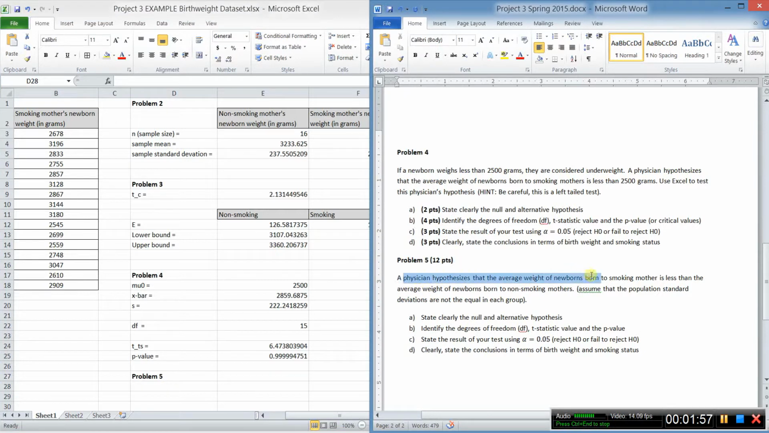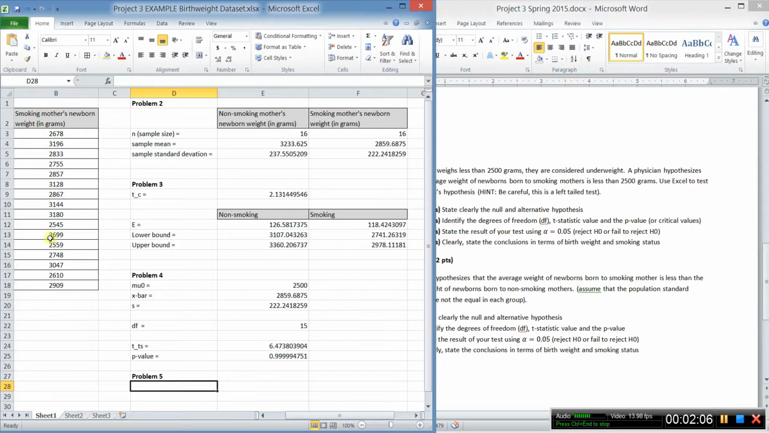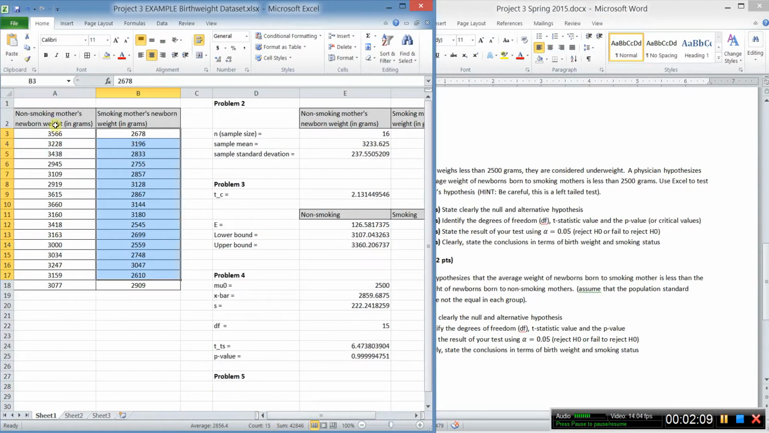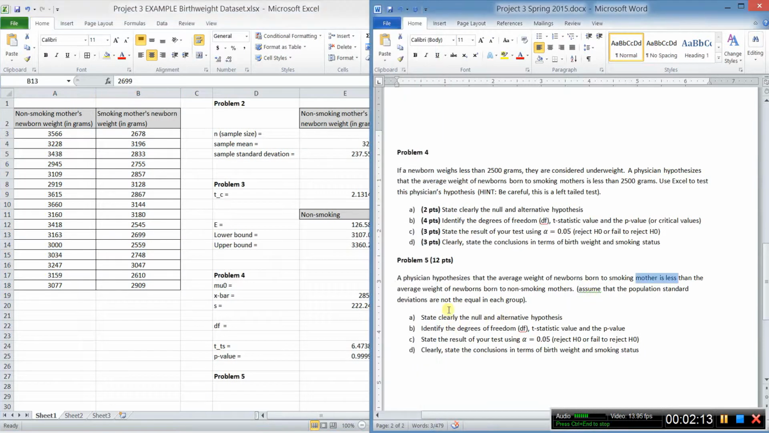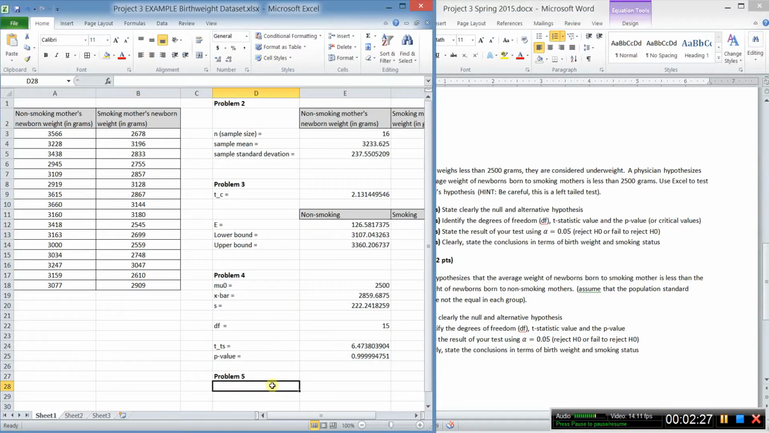Okay, so they're hypothesizing that the weight of newborns born to smoking mothers is less. So the average for the smoking is less than the average for the non-smoking mothers. When you're writing your null and alternative hypothesis, that's where you get that from. So the alternative is going to be the claim, right, that it's less.